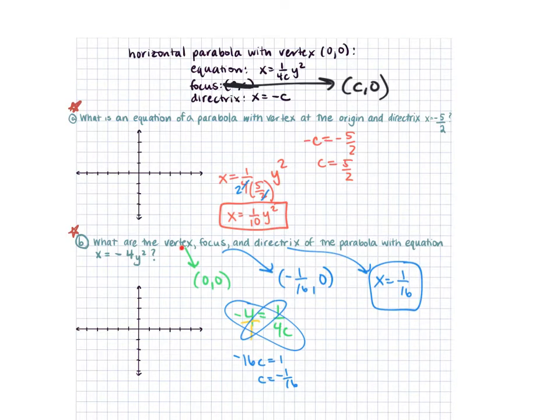And then for this one, the vertex is at the origin, based on the equation. And so we just need to find C to do the focus and the directrix. Negative 4 equals 1 over 4C. Cross multiply, negative 16C equals 1. And so C is negative 1/16. So the focus is negative 1/16, comma 0. And the directrix is x equals 1/16.